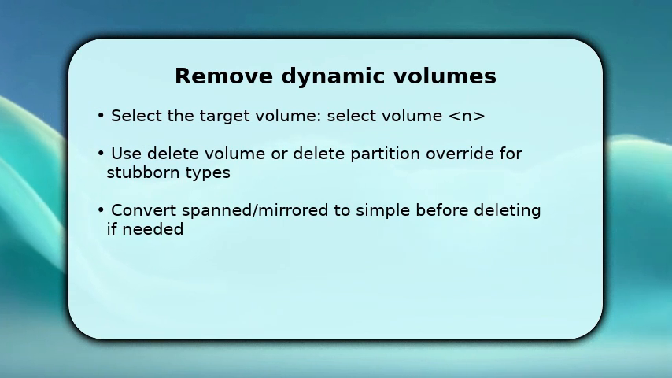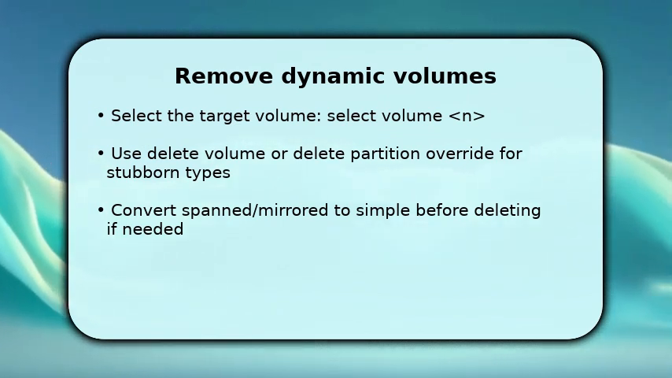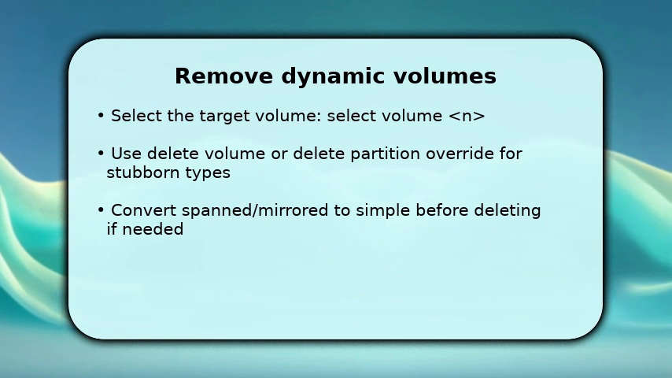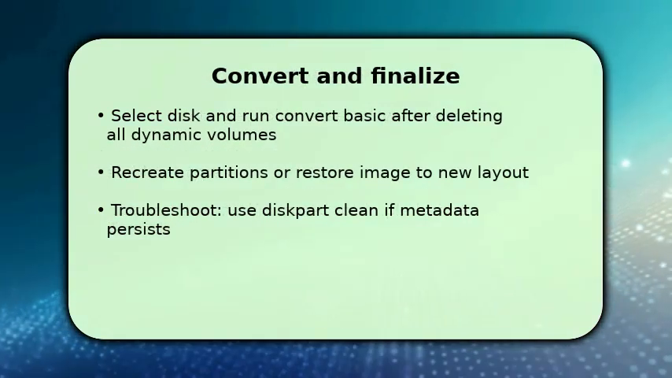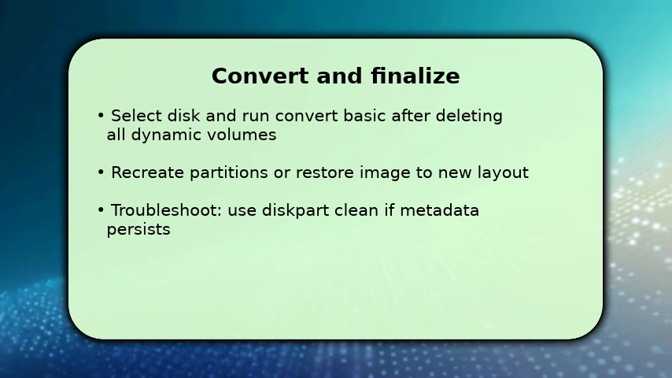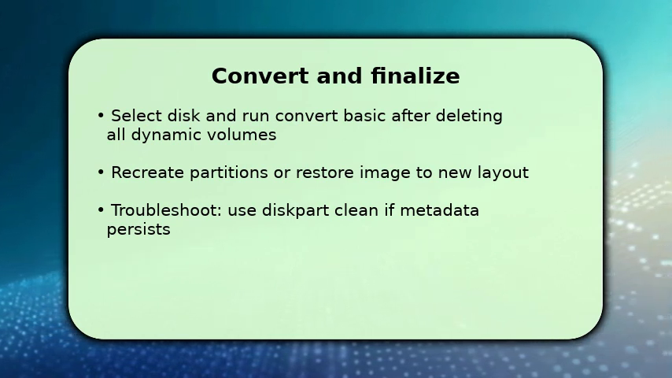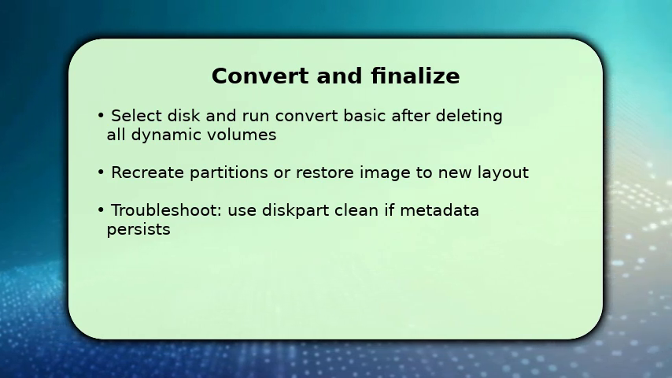simple volumes. Once removed, verify with list volume and list disk. This sequence ensures each dynamic element is properly cleared before conversion. You now select the disk, and after confirming no dynamic volumes remain, run convert basic to change the disk type. This is required because Windows won't boot from a dynamic disk in many setups.